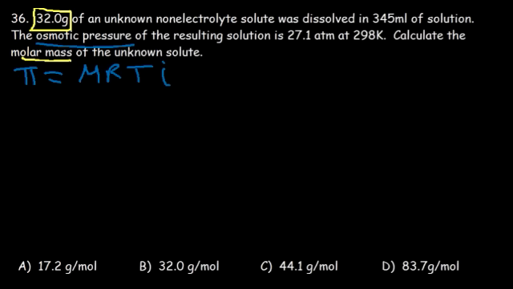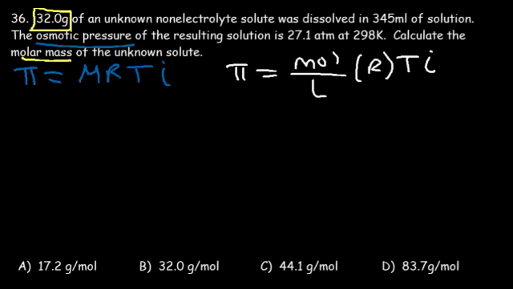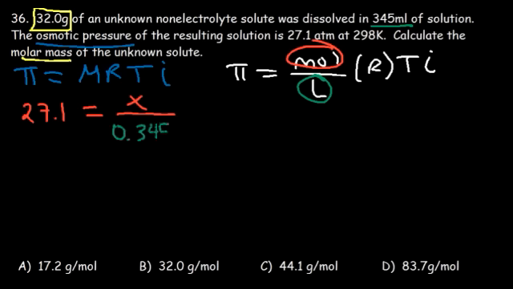In order to find moles, we've got to find molarity. So we can rewrite the equation like this. Pi is equal to moles over liters times RT times i. So our goal is to solve for the moles. So let's plug in what we have. The pressure is pi, which is 27.1. And for the moles, we're going to call it X. That's what we're looking for. Now the liters is the volume. We have 345 milliliters of solution. To convert that into liters, we've got to divide that by 1,000. So that's equal to 0.345 liters.